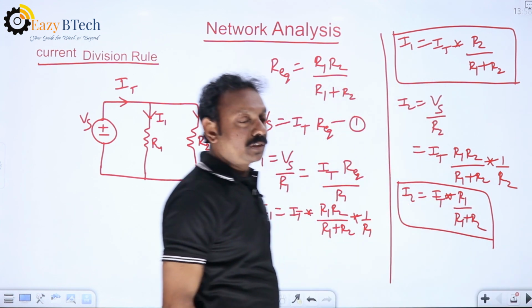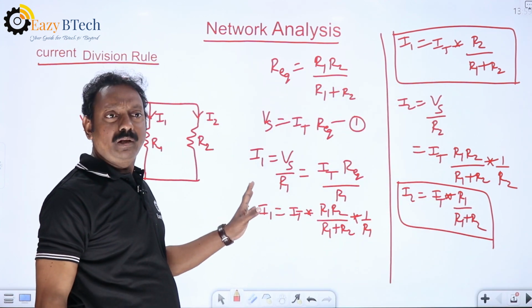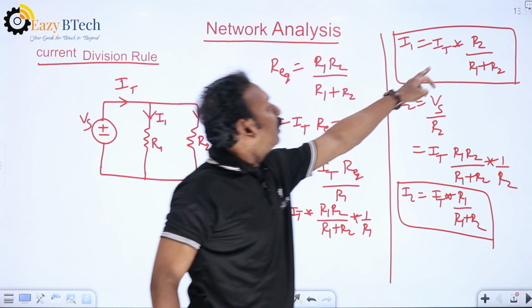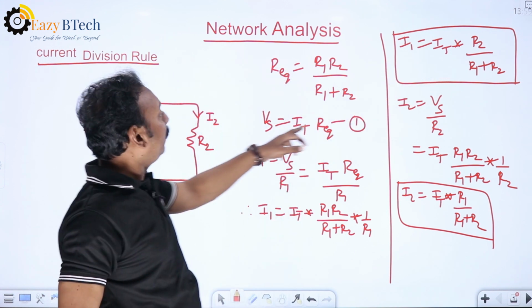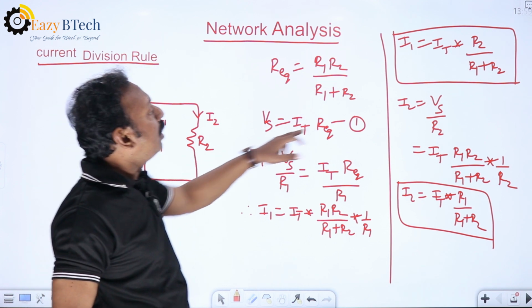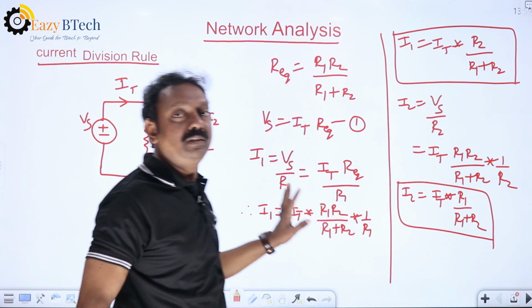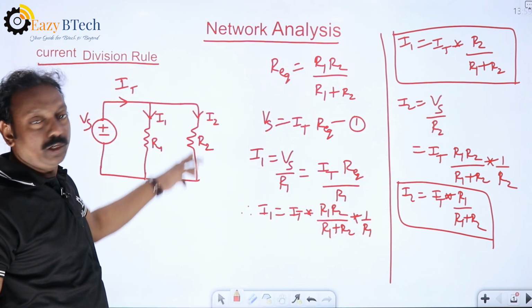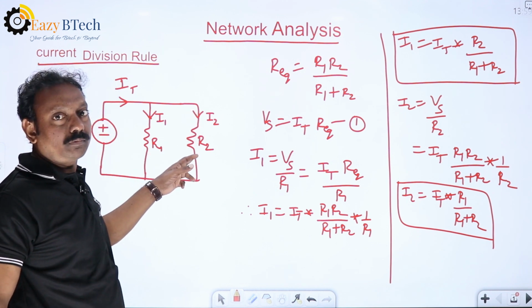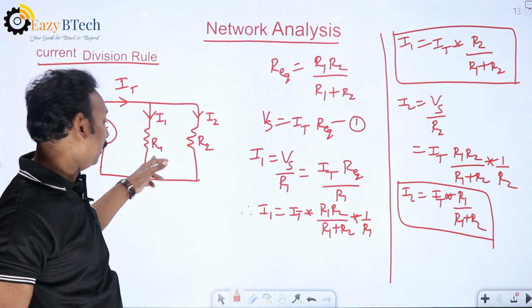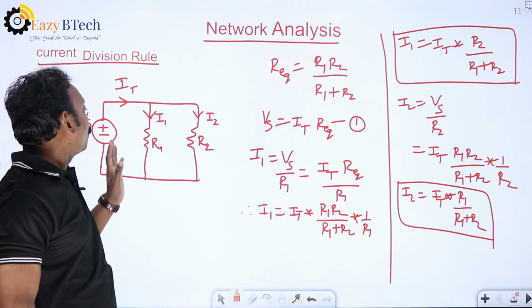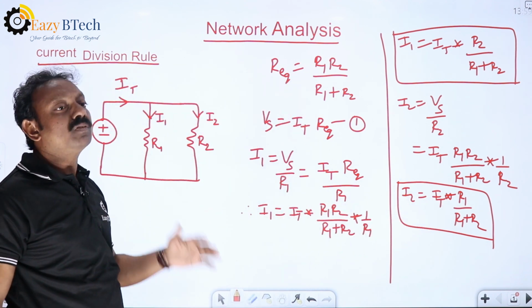This derivation is not required, but how to remember the I1 value and I2 value? If we know the total current, the I1 value equals total current multiplied by the opposite resistance. We are finding the current through R1; for this, the opposite resistance is R2, divided by the sum of the resistances. Similarly, to find the I2 value, I2 is the current through R2. For this, the opposite resistance is R1. Therefore, I total into R1 divided by R1 plus R2. Just total current into opposite resistance by sum of the resistances.